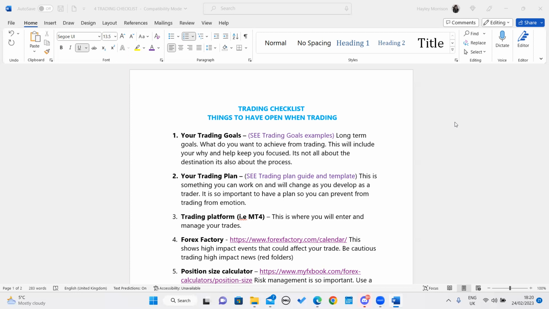Now, this is obvious, really. So this is basically where you will enter and manage your trades, whether you're using MT4, MT5, cTrader. It's whatever platform is attached to your broker where you will be analyzing and entering your trades.